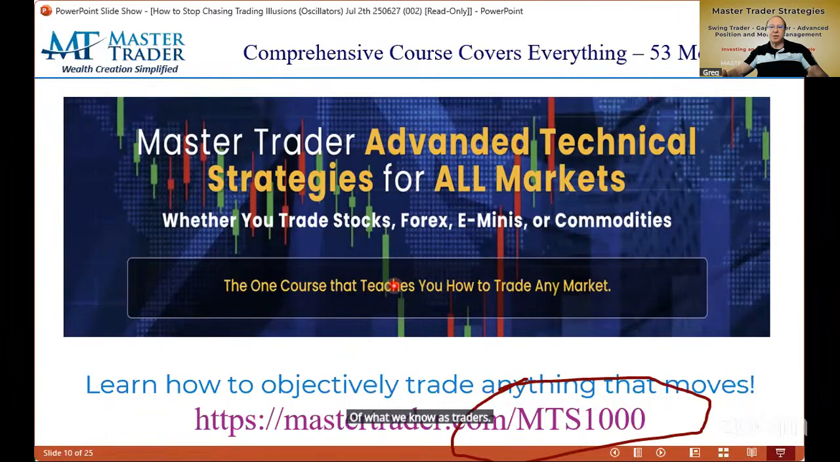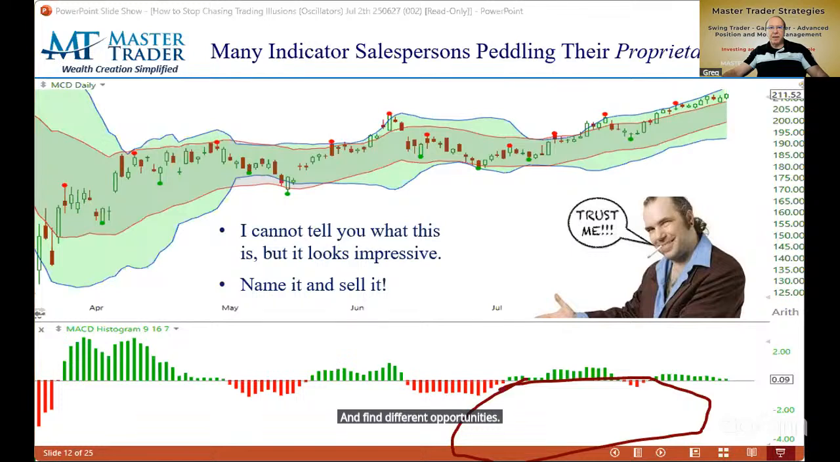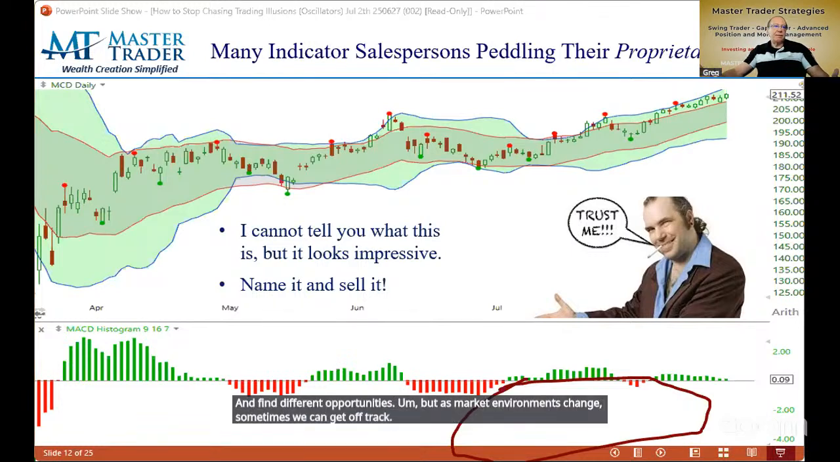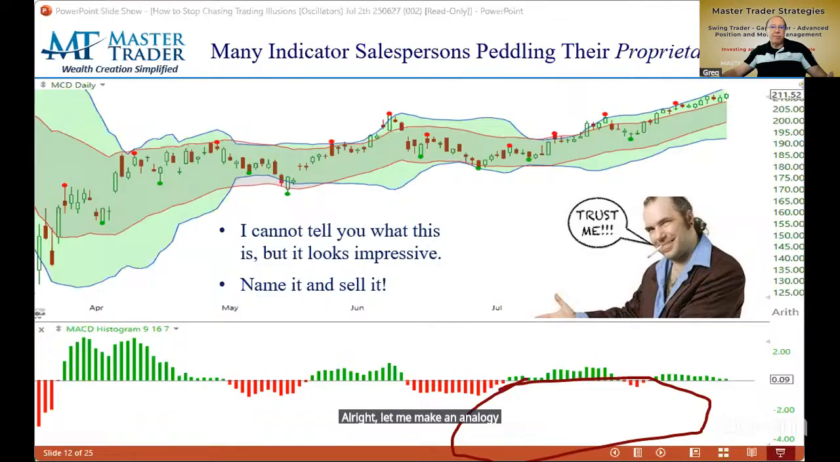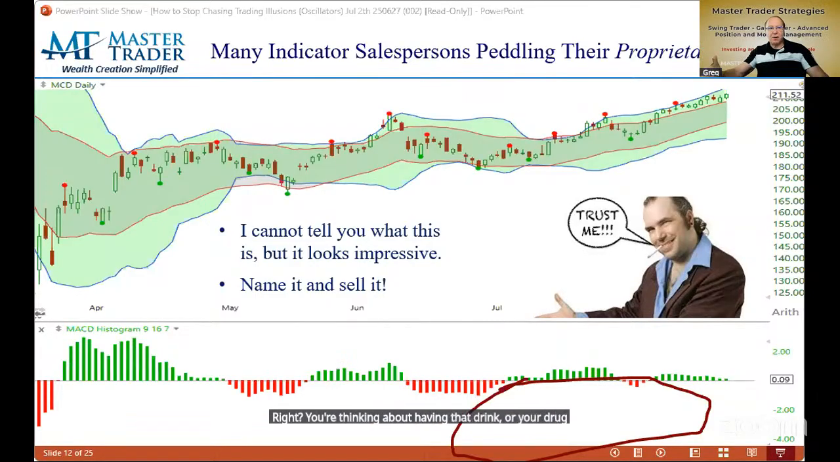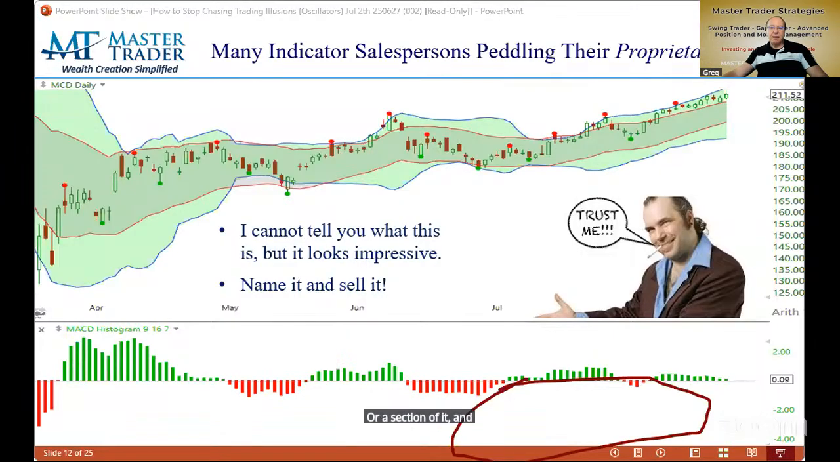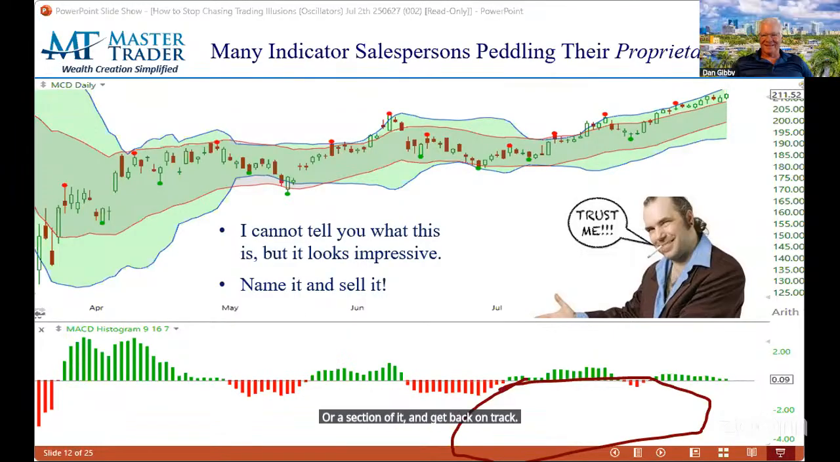Market environments change. This will teach you how to measure the market environment and find different opportunities. But as market environments change, sometimes we can get off track. Let me make an analogy to an AA meeting. You're thinking about having that drink or your drug of choice, and you've got to call your sponsor. Well, MTS is your sponsor. Go and listen to that course again, or a section of it, and get back on track. That's funny.